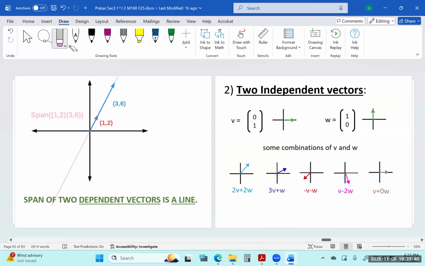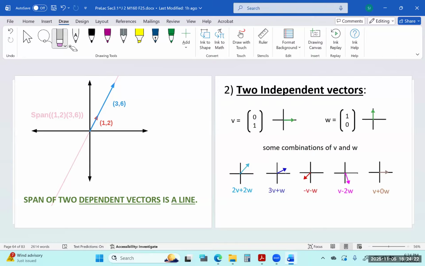But there's a different story if you have 2 independent variables. If you take a linear combination of these 2, then you can cover the entire plane. For example, twice their sum goes in this direction. If you do 3v plus w, it's a little bit tilted toward the x-axis. Negative v, negative w is a little bit downward. If you keep taking all possible linear combinations of these two vectors, you're going to cover the entire xy plane.